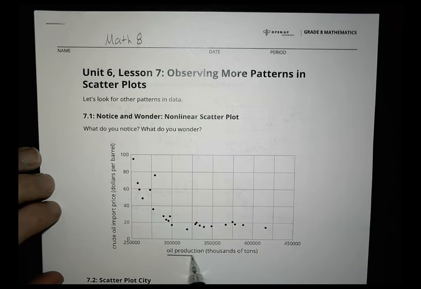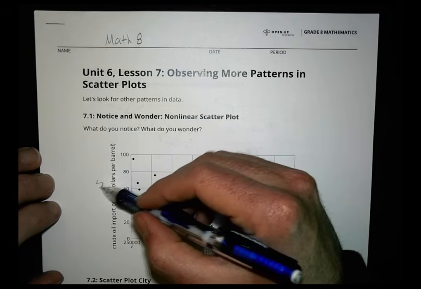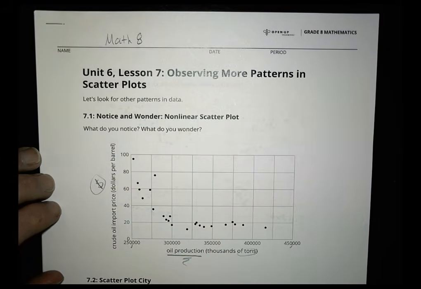We have oil production down here by the thousands of tons, and we can see we have 250,000 all the way up to 450,000 tons of oil being produced. That means tons of oil being made. And over here we have crude oil import price. This is the dollars per barrel. So we're looking at a price over here and the amount of oil.